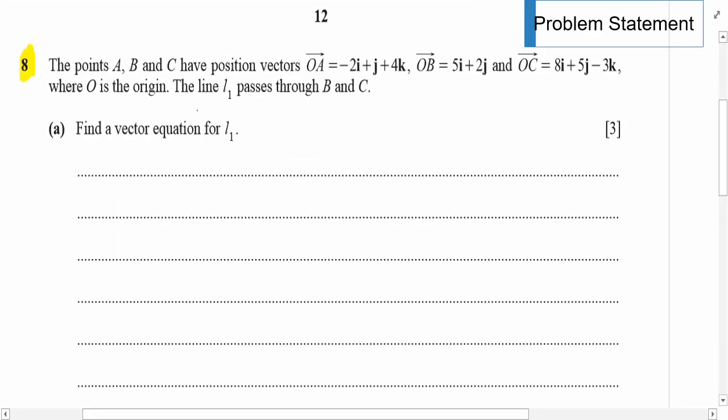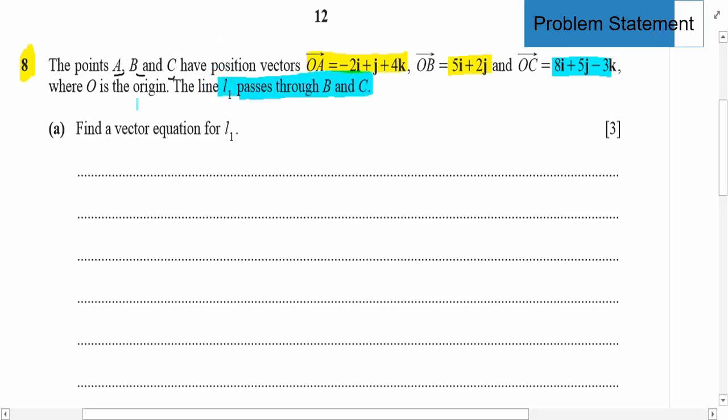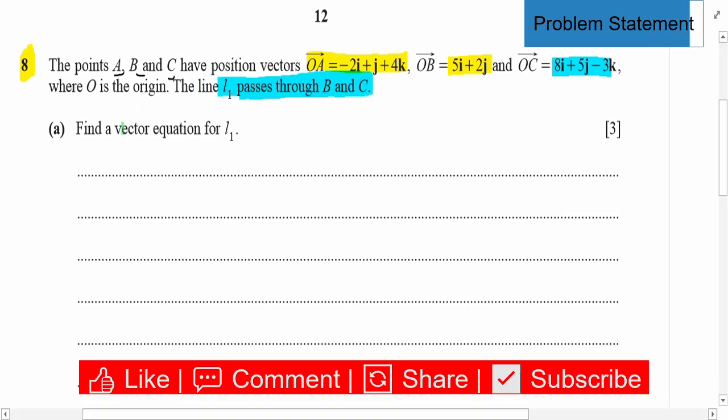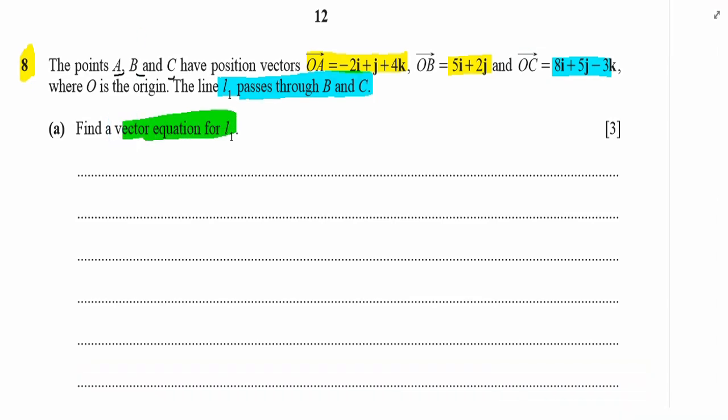In this question we are given 3 points A, B and C and their position vectors are: for A, minus 2i plus j plus 4k. For B it is 5i plus 2j plus 0k and for C it is 8i plus 5j minus 3k. Line L1 is given which passes through B and C. We have to write the equation for line L1.